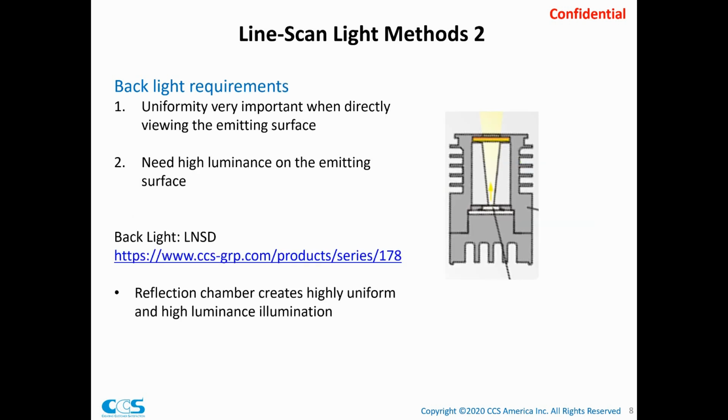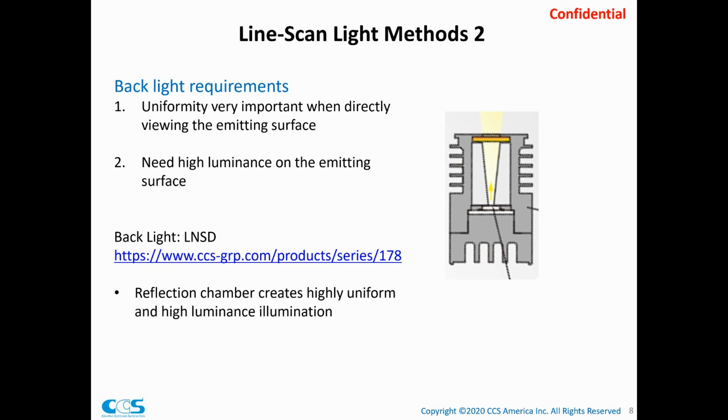For this setup, we need the light to be very uniform. Since the camera is directly looking at the emitting surface, in most cases the intensity is not so critical. The most important thing is uniformity. If there's a slight unevenness on the emitting surface, it will show up in the image, so we need a very uniform emitting surface. Also, unlike the front light, we don't need to focus the light beam on the sample surface. Since the camera is directly pointing at the light, we just need a high luminance on the emitting surface.